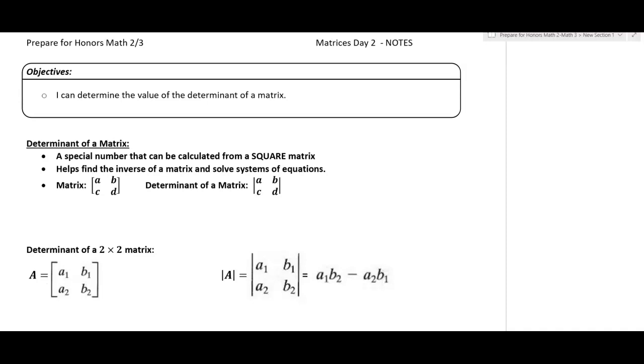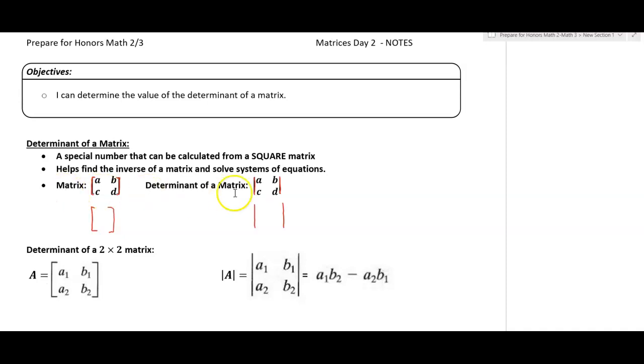Okay, so if you're given a matrix, notice how when we have a matrix, we use these square brackets. Whenever we talk about the determinant of a matrix, instead of putting those little horizontal lines, all we use are the straight lines. So anytime you see the straight lines, that's telling you it's the determinant of the matrix. Very important to notice, okay?